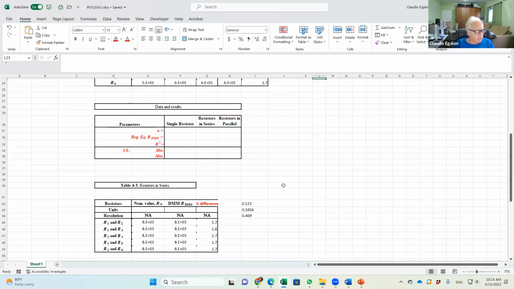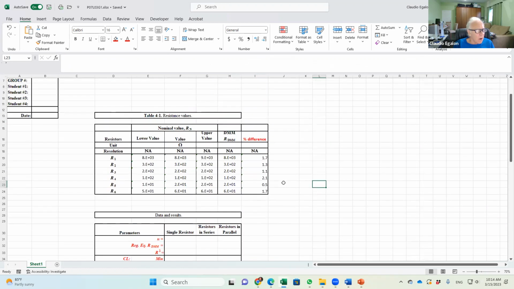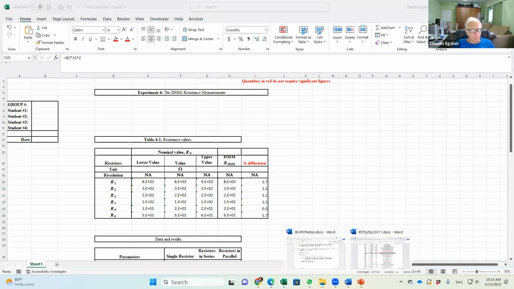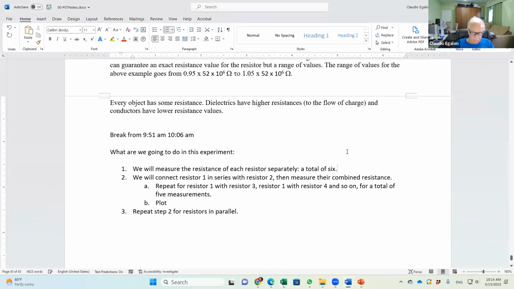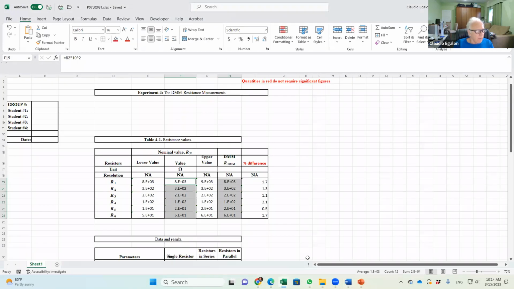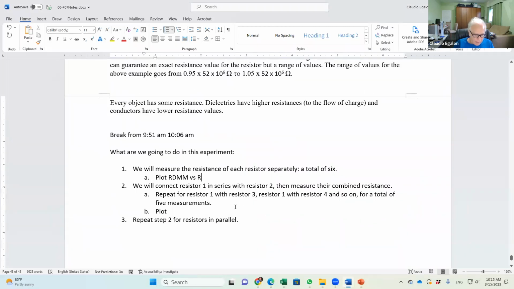And then what you have to do next is plot the resistance measured by the DMM against the color code resistance. That's your first graph for this first table. Plot resistance DMM versus the nominal, R sub n.